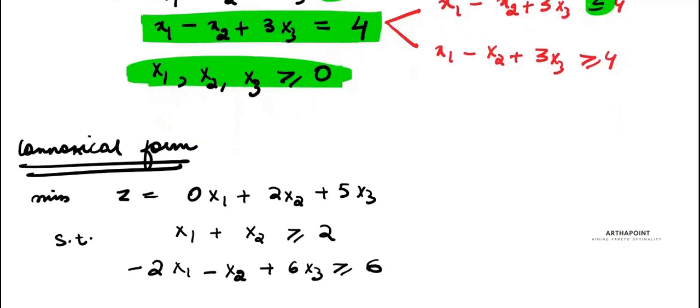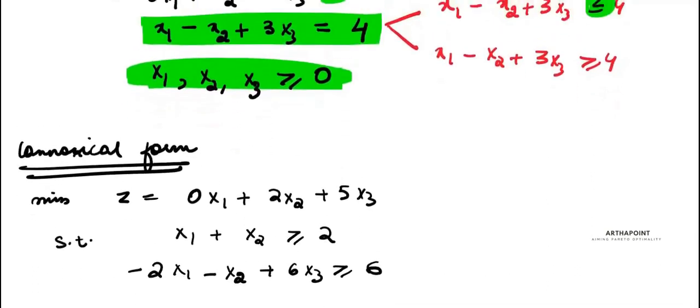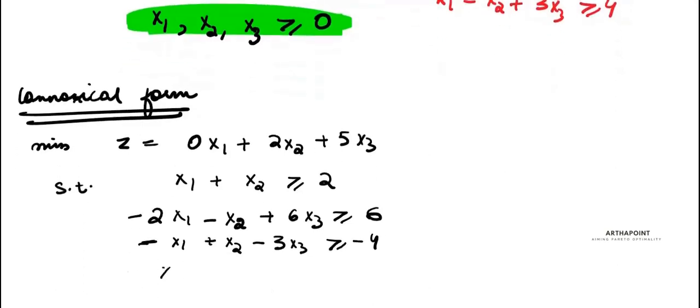The third equation is also incorrect. So I'm going to multiply it with -1 throughout. So I'm going to get minus x1 plus x2 minus 3x3 greater than equal to -4. Fourth equation is correct, so I will keep it as it is. x1 minus x2 plus 3x3 greater than equal to 4.